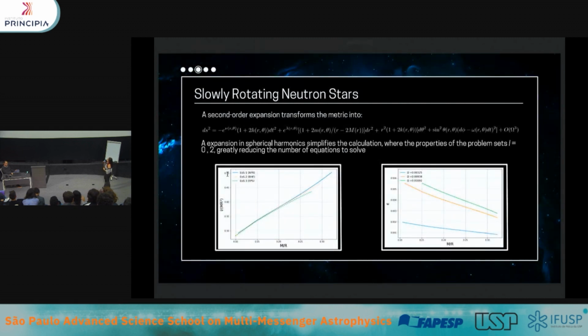So here are some plots again. We have the moment of inertia and also the ellipticity of the star, for different types of equations of state and different values of angular velocity.